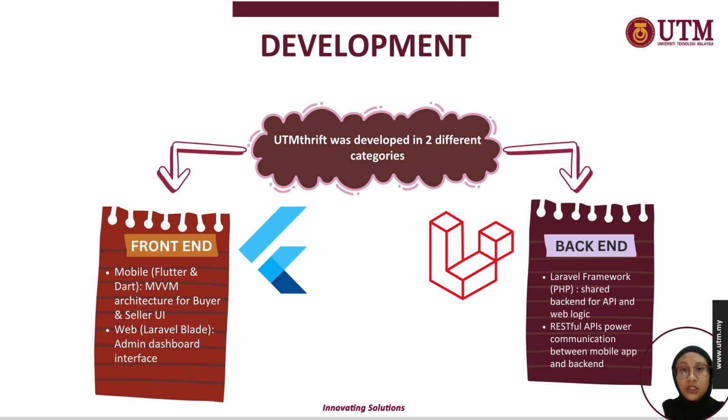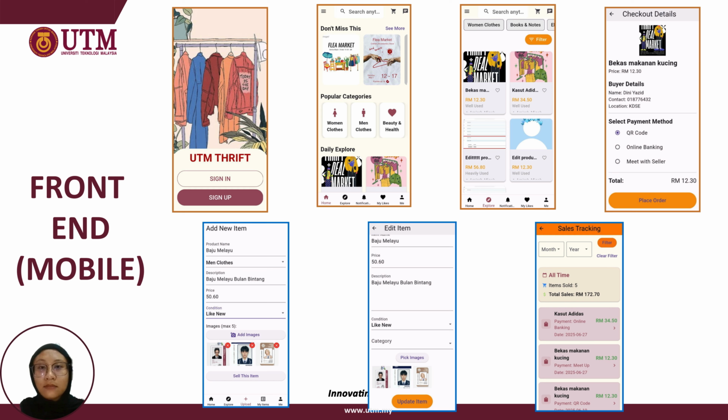So for the implementation overview, UTMThrift is developed in two parts: a mobile app for buyers and sellers using Flutter with MVVM architecture, and another part, a web dashboard for admins using Laravel Blade. Both platforms are connected through RESTful APIs, ensuring smooth data flow between front end and back end. So this is some of the interface from the mobile front end for buyer and seller.